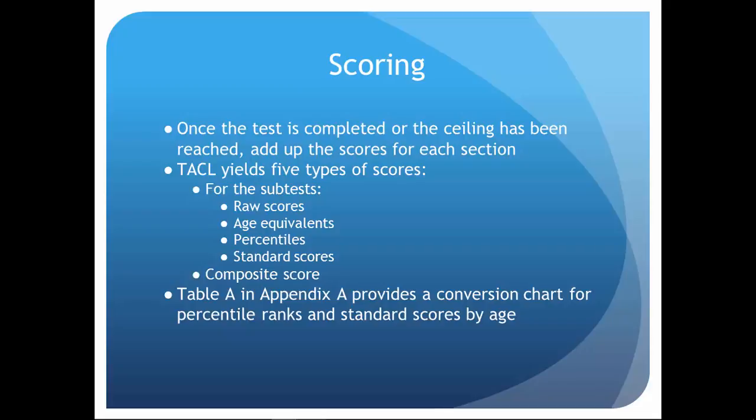Once the test is completed or the ceiling has been reached, the examiner would add up the scores for each section, and the TACL yields 5 types of scores. In each subtest, you get a raw score, an age equivalent, percentiles, and standard scores, and for the test overall there is a composite score. And Table A and Appendix A of the exam manual provide a conversion chart for the percentile ranks and standard scores by age.